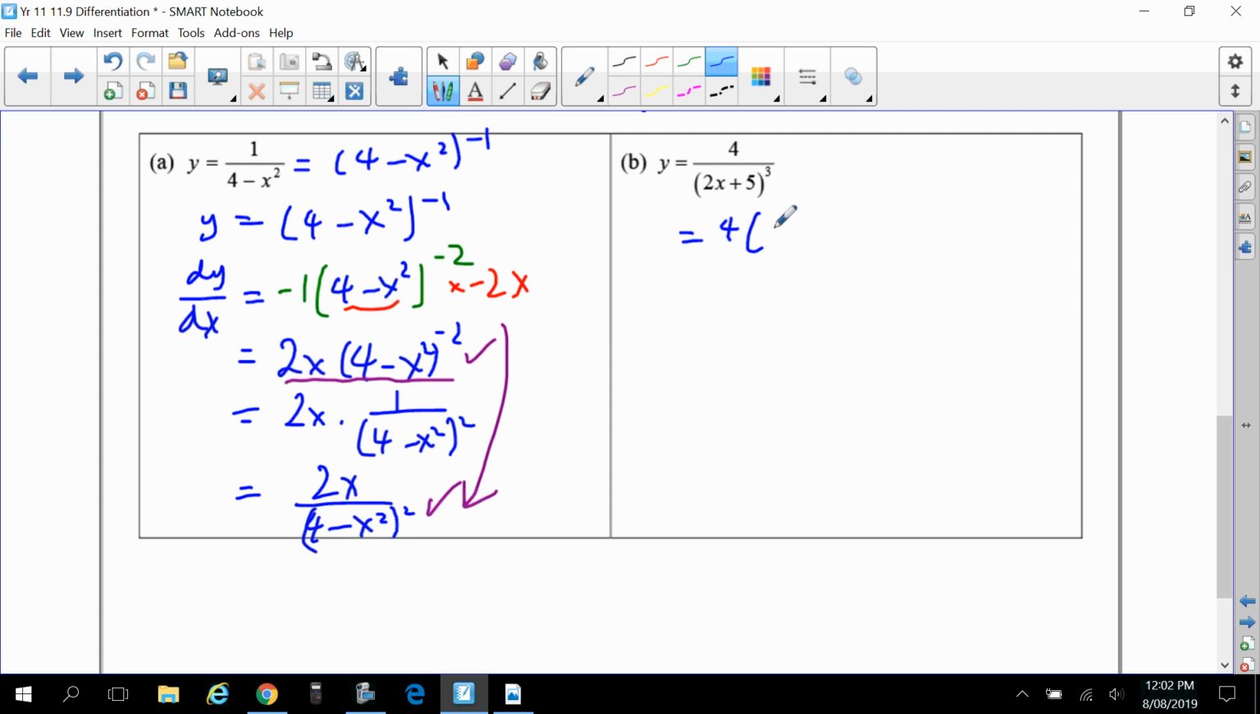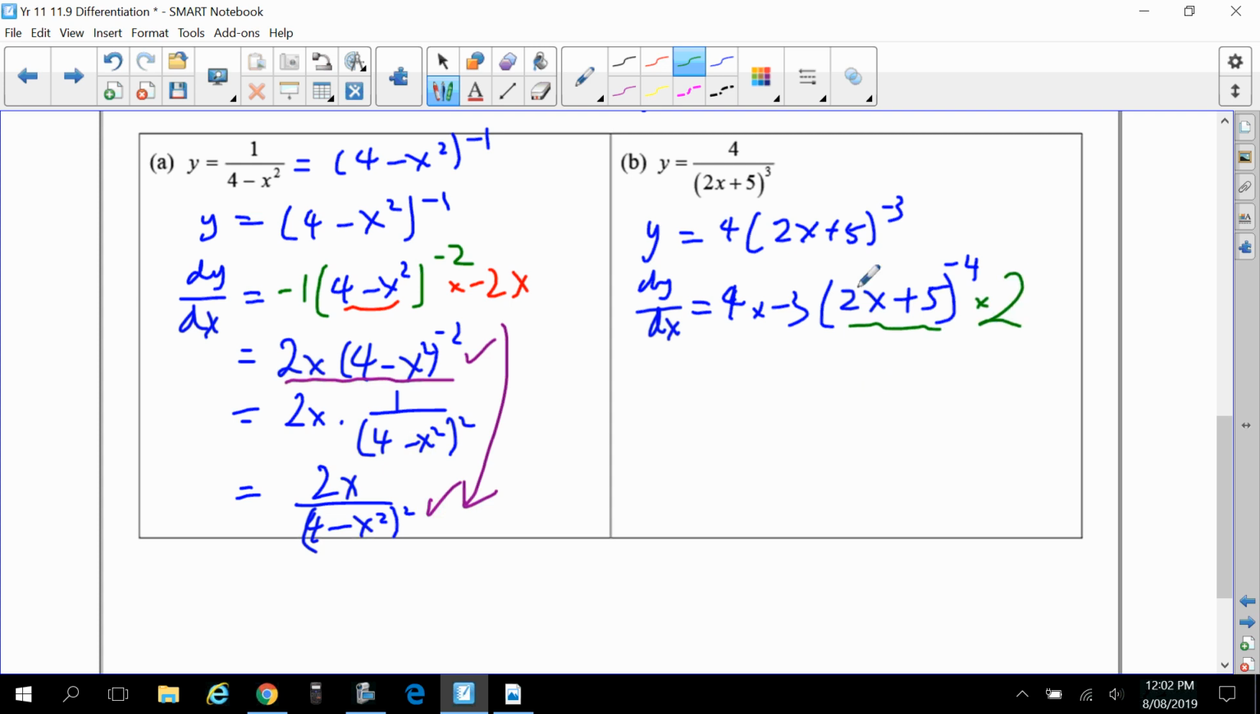This one again, same thing, writing in that index form, right? I got -3. Maybe made a mistake somewhere. Yeah, I don't think so. I think I did it right. dy on dx, 4 times -3. And remember, subtract this thing by 1, which is -4. And then differentiate what's inside. That's 2. And you times everything together, which is 6 times 4 is 24. And that will be in the denominator. Cool.